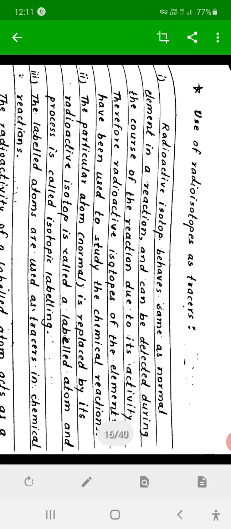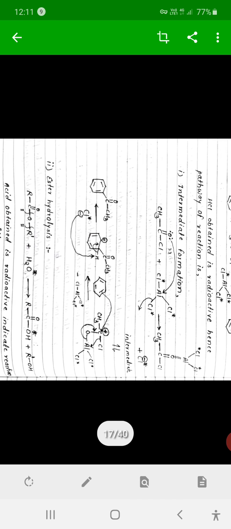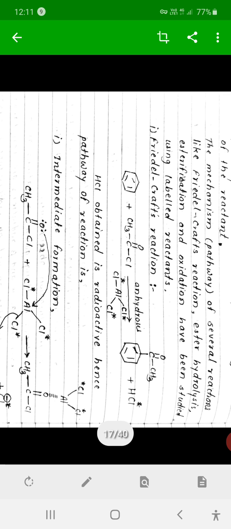Thank you. In the next lecture we will discuss applications of radioisotopes or tracers in chemical reactions and for age determination. We will discuss that afterward.